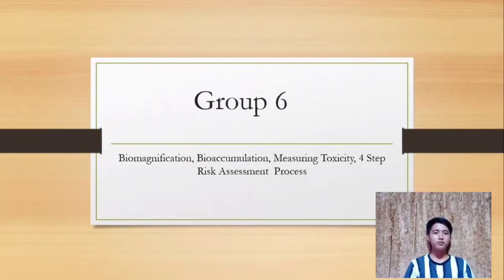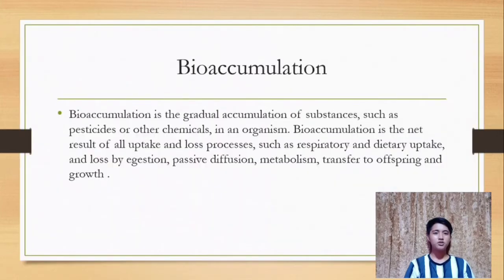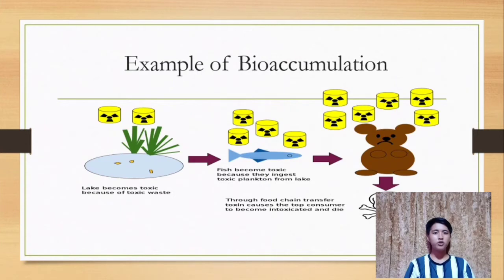My name is Christian Ree Imongawe, and my topic for today is bioaccumulation. Bioaccumulation is a gradual accumulation of substances, such as pesticides or chemicals, in an organism. Bioaccumulation occurs when an organism absorbs a substance at a rate faster than that at which the substance is lost or eliminated by catabolism and excretion. Examples of bioaccumulation are mercury building up in fish and pesticides building up in small animals.